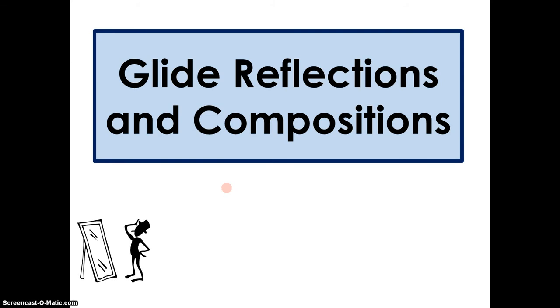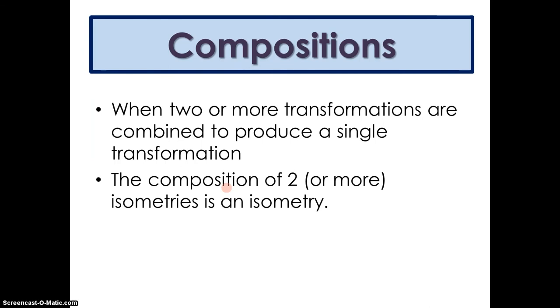Hello class, today we are going to talk about a combination of the transformations we've been talking about, specifically what a glide reflection and compositions are. First, a composition. Remember, pause the video, write down the notes, and then listen to me talk. A composition is when two or more transformations are combined to produce a single transformation. The compositions of two or more isometries, and we haven't really talked about an isometry yet. We'll talk more about isometries when I get back.